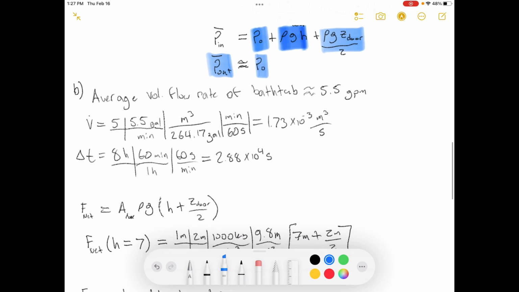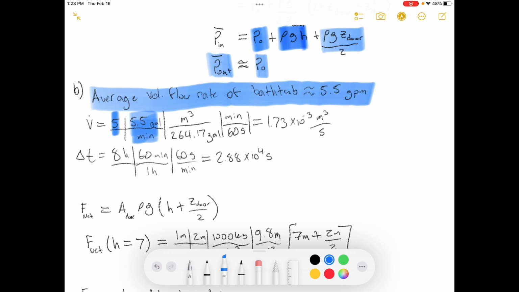Well, okay, so the average volumetric flow rate of a bathtub is about 5.5 gallons per minute. So if we convert that into 5 times that volumetric flow rate and we turn it into meters cubed per second, we get this. Okay.